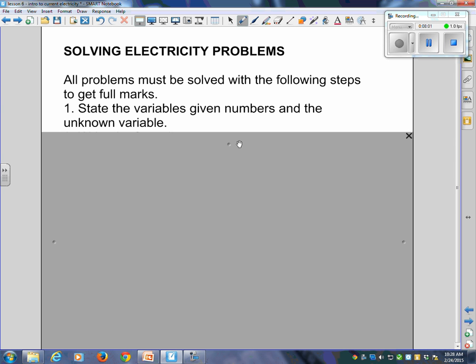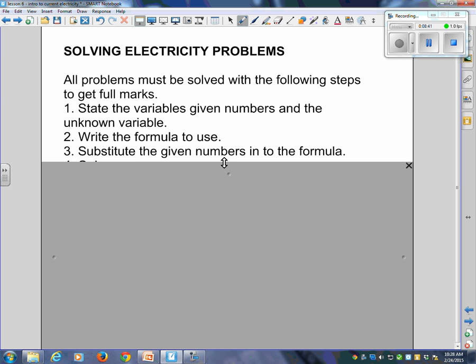Listen carefully, you guys. When you're solving these problems, these are the steps that I'm going to require. I'm a little bit jerkish about it, okay? And there's a reason for that. It will help you. As you progress to grade 10, 11, 12 physics, I'll reduce the expectations, but you'll be better at it. So for now, I do this to help you. Job 1: state the variables given, the numbers, and the unknown variable.